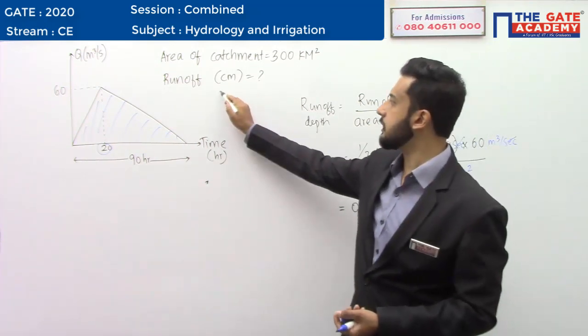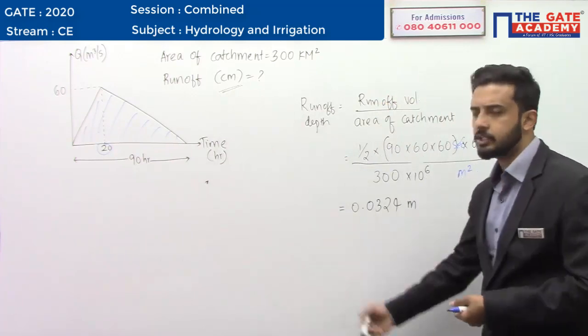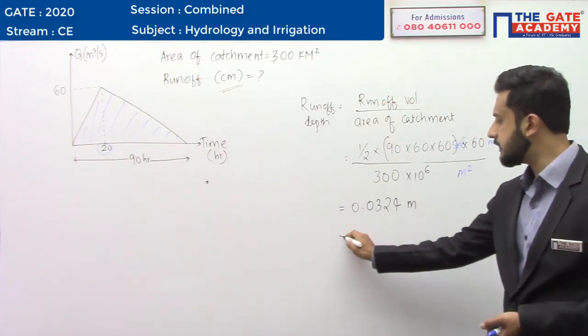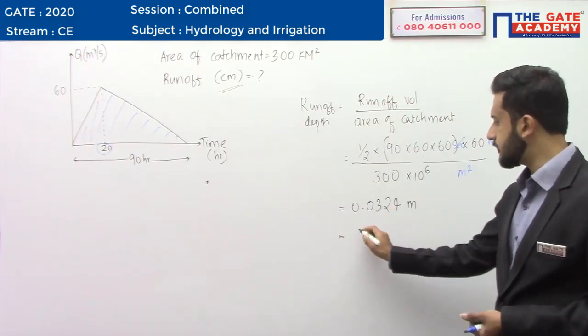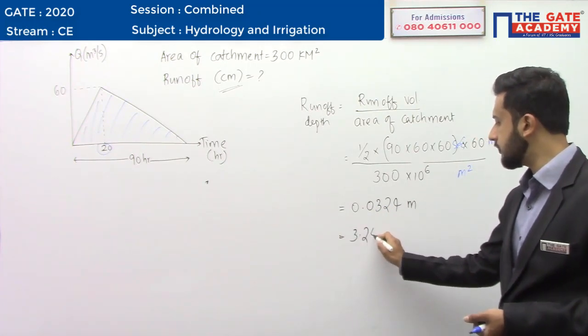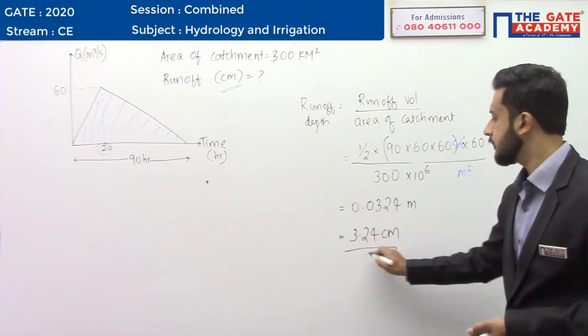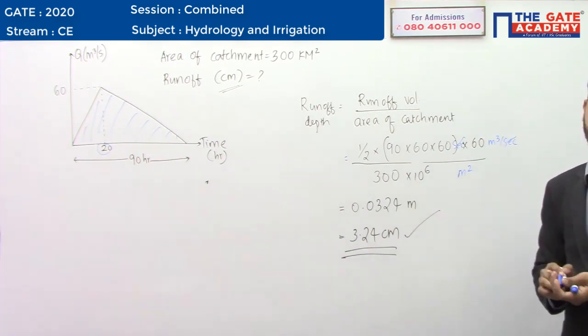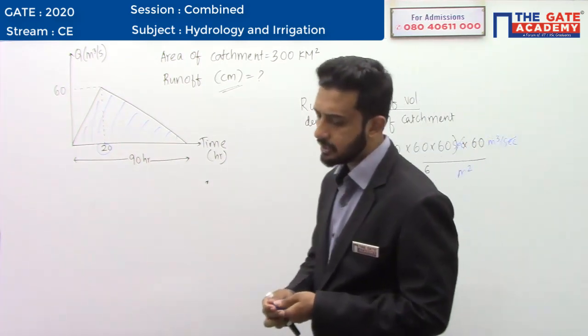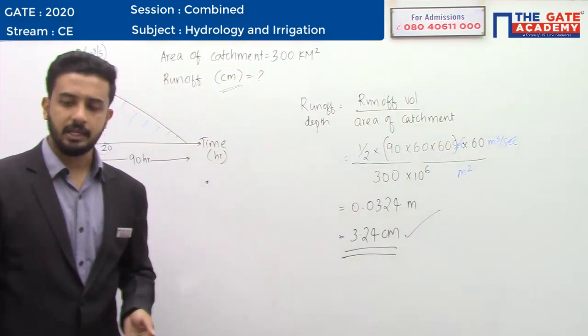They were asking the question in centimeter. I am not writing the options and all. They were asking in centimeter, which means multiply with 100, and we get 3.24 centimeter. That's it, that is going to be our final answer. Properly check in which unit they are asking in the coming exams.